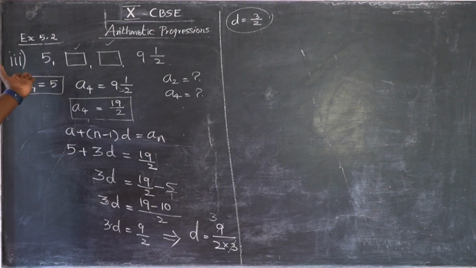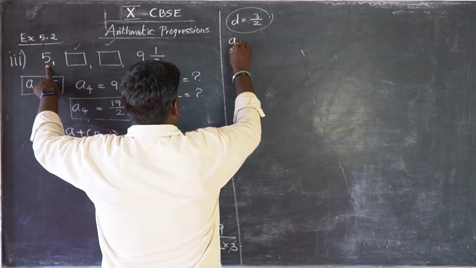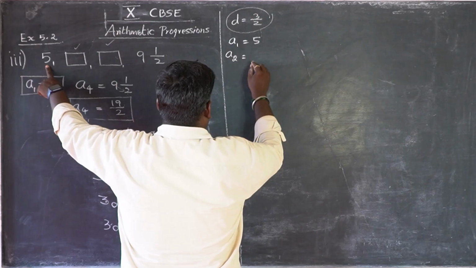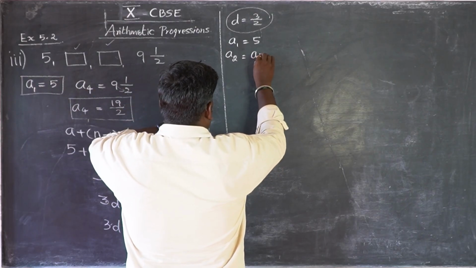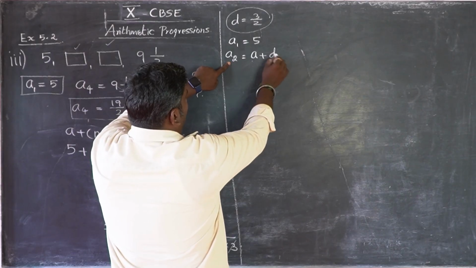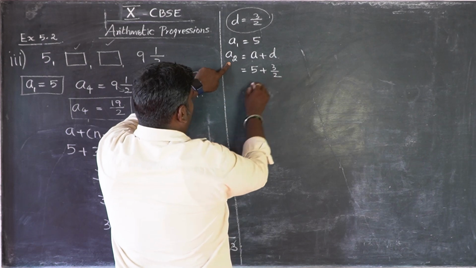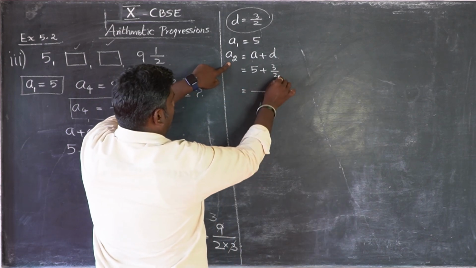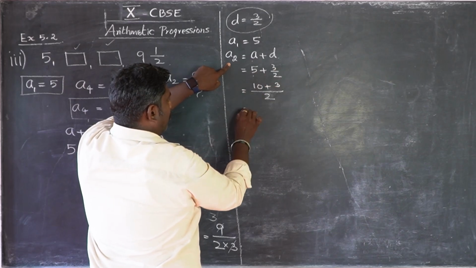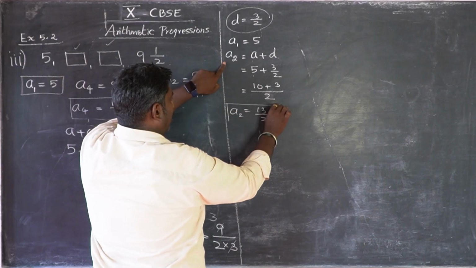So now we can find the second term. First term A1 is 5. What is A2? Second term means we add the first term with the common difference. This is the second term: first term plus common difference. First term 5, common difference 3 by 2. Take the LCM, 2 5s are 10 plus 1 into 3. So 13 by 2 is the second term of the AP.